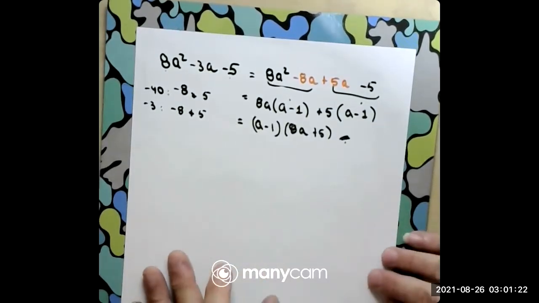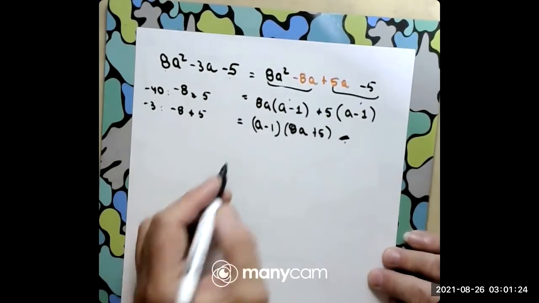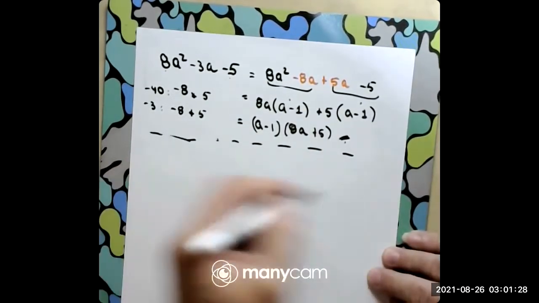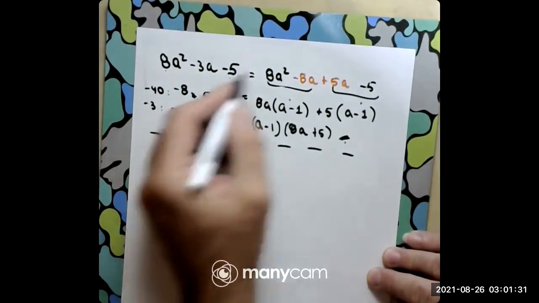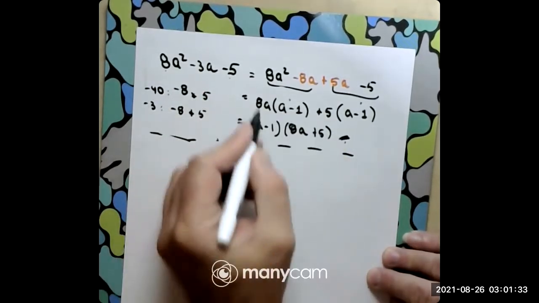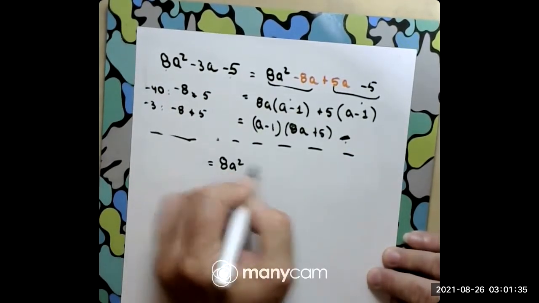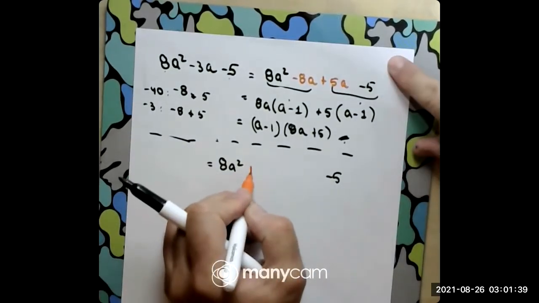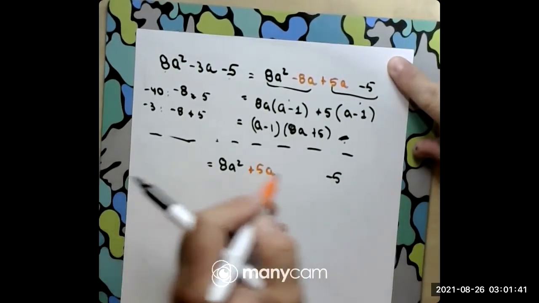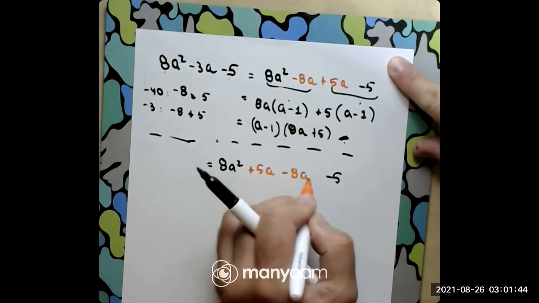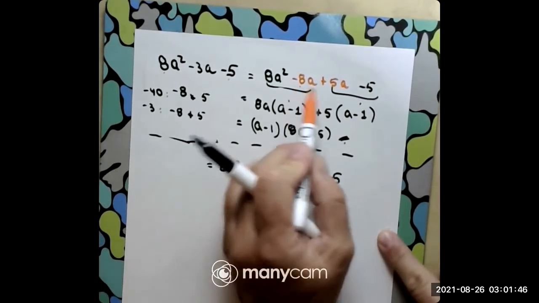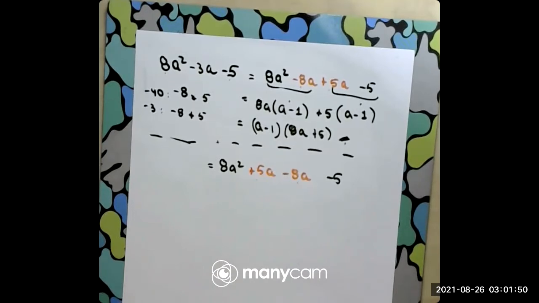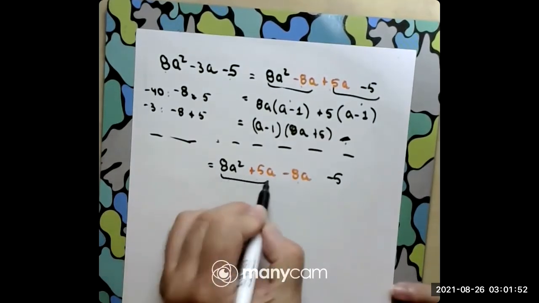Now, sometimes my students say, well, what happens if I write it the other way around? Okay, so let me take advantage of this example and let's go ahead and do something very similar. So let's say that we didn't do this. This is equal to what? 8a squared minus 5. Now I'm going to write plus 5a minus 8a. Instead of doing negative 8 plus 5, I did 5 minus 8. Same thing, commutative property of addition.